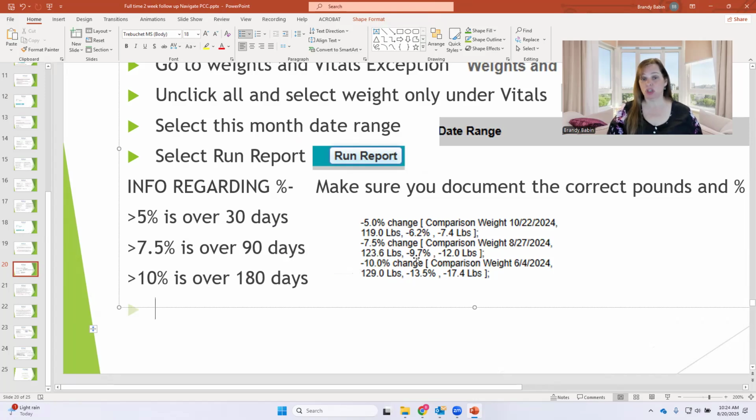So this patient, even though they've lost 9.7%, it's over a 90-day period that we're reviewing that.